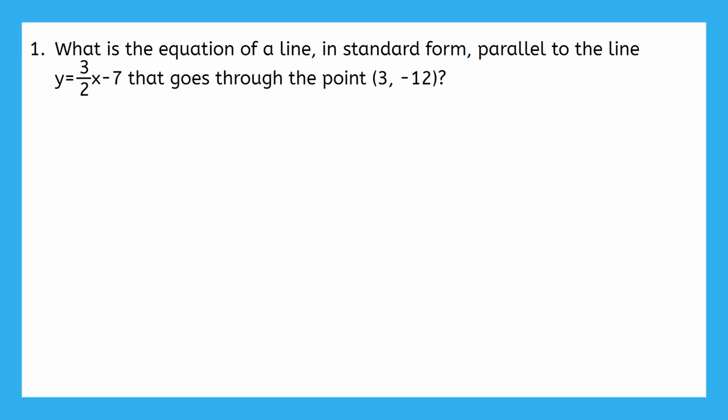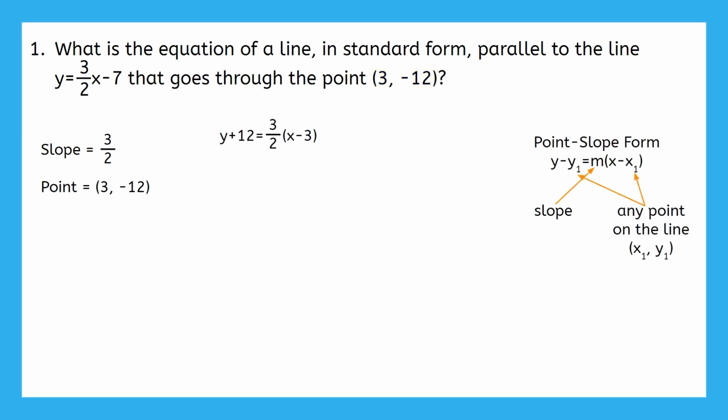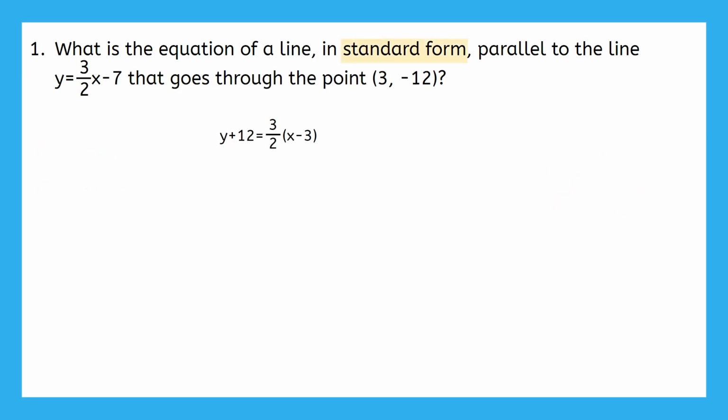From the previous lesson, we know that using the parallel slope and a point on the line can help us to write our equation in point-slope form. But this problem specifically says to write the equation in standard form. What are some differences you see between the equation we have and the way standard form is set up?